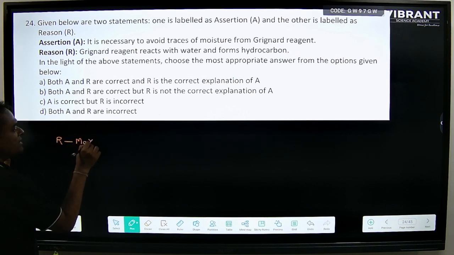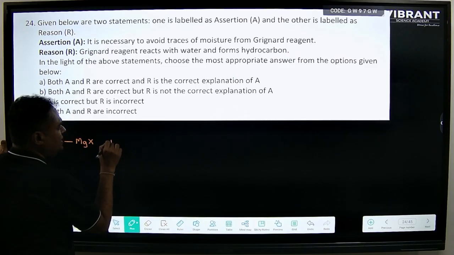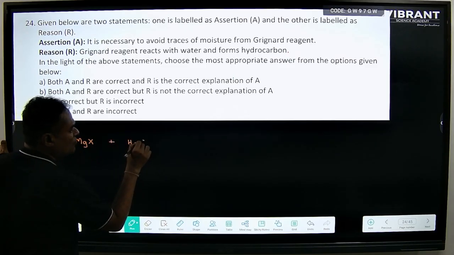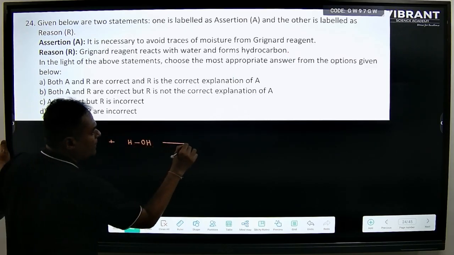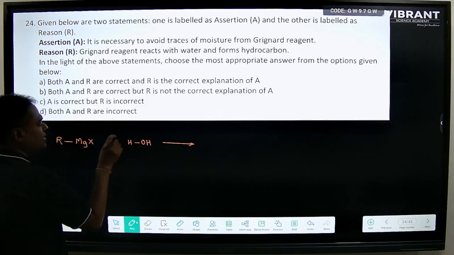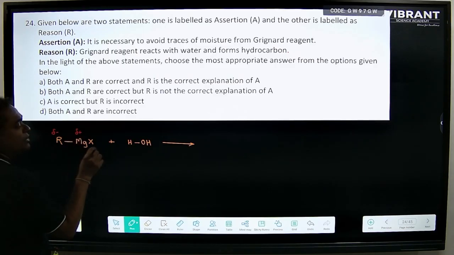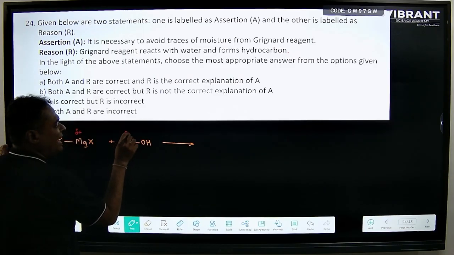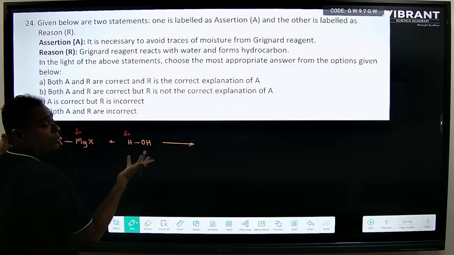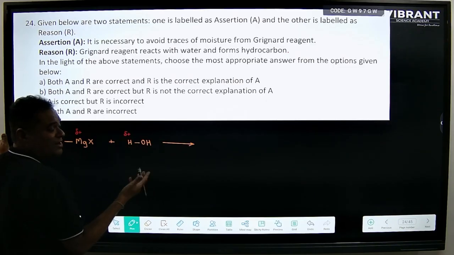RMgX. Suppose by chance there are some traces of water available, what will happen? You know that your Grignard reagent has got delta minus R, which is a nucleophilic center. And water contains acidic protons. That's why we call water, alcohol, etc. as protic polar solvents.